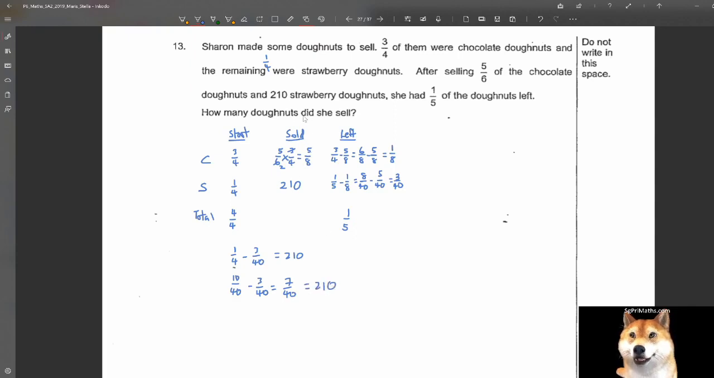So we need to find all the donuts that she sold. You already know 210, you need to know 5/8. So 5/8 is equal to 25/40. So we know that 7/40 is 210, 1/40 is 30, and 25/40 gives me 750. This is the chocolate, plus the strawberry will give me 960. That's it.